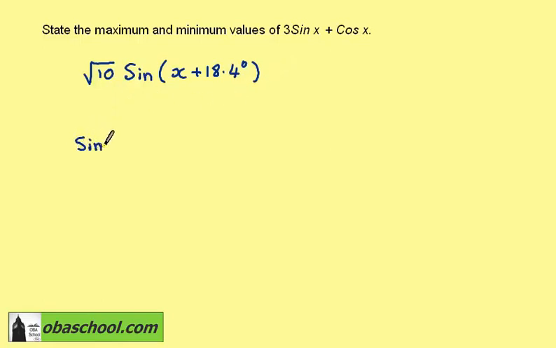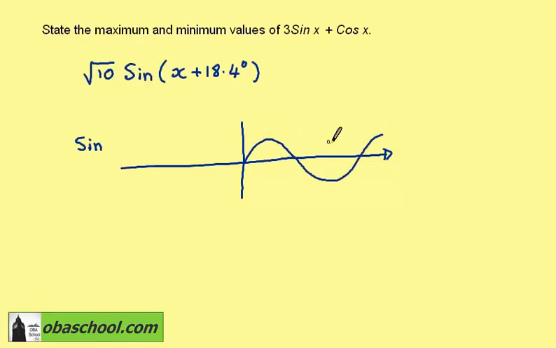If we now consider the sine function and look at its graph, we know that the graph goes up and down between a maximum value of 1 and a minimum value of -1. It follows that sine of x plus 18.4 has a maximum of 1 and a minimum of -1.